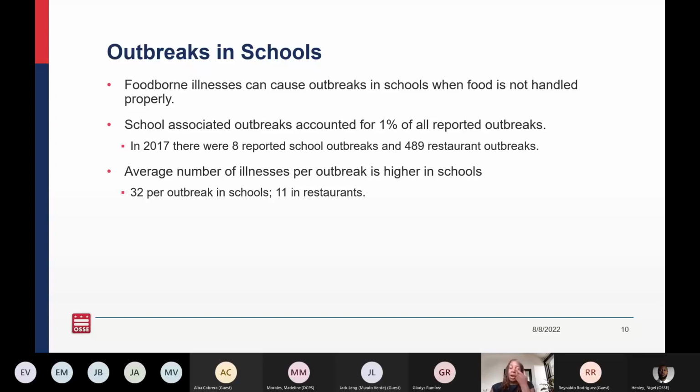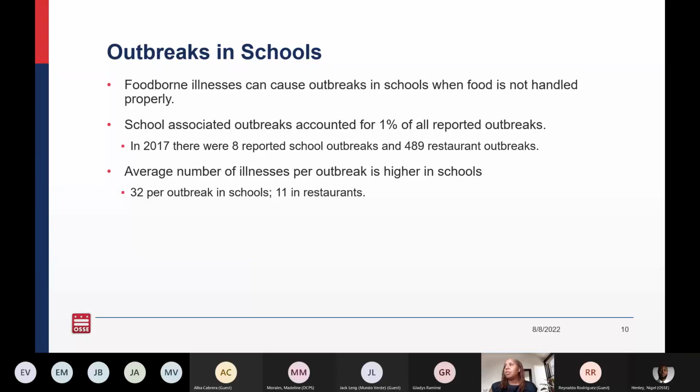Okay. So our next slide really does bring to light the fact that the potential does exist for foodborne illnesses to occur in schools. And while we'd like to think that all the food that we serve is safe, we do have information based on a 2017 study from the CDC. And it shows that school-associated outbreaks accounted for 1% of all reported outbreaks to the CDC. And in 2017, there were 8 reported school outbreaks and 489 restaurant outbreaks.